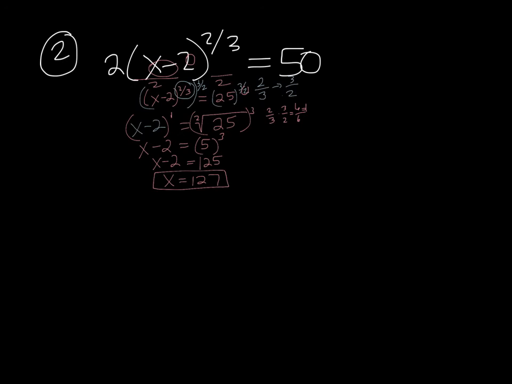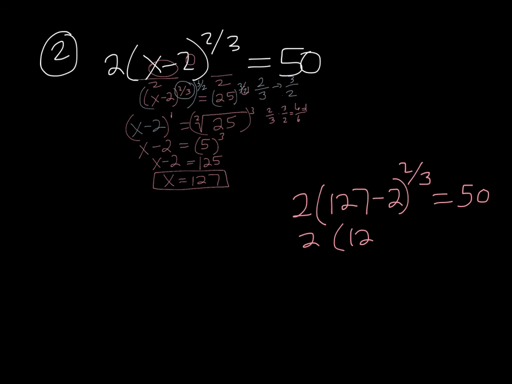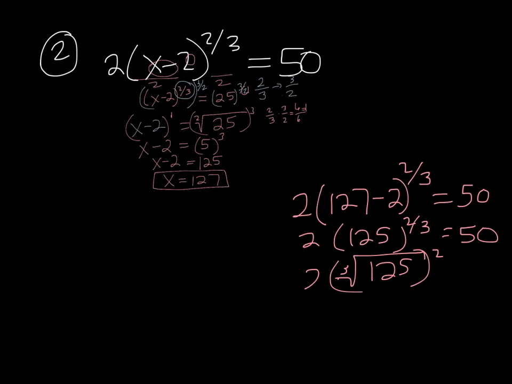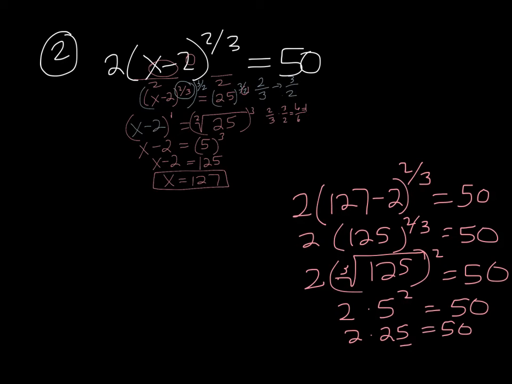So if we plug it into the original equation, 2 times 127 minus 2 to the 2/3 should give us 50. And I know that looks complicated, but it's not that bad. So 127 minus 2 is 125. We're going to take it to the 2/3. So that means we're taking the cubed root of 125 and we're squaring it, multiplying it by 2. So the cubed root of 125 is 5. 5 squared is 25. And 25 times 2 is 50. So we know that we got that correct because we just checked it.